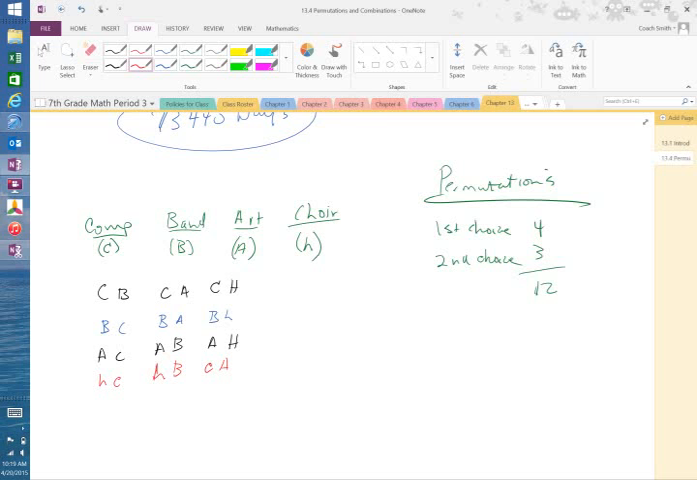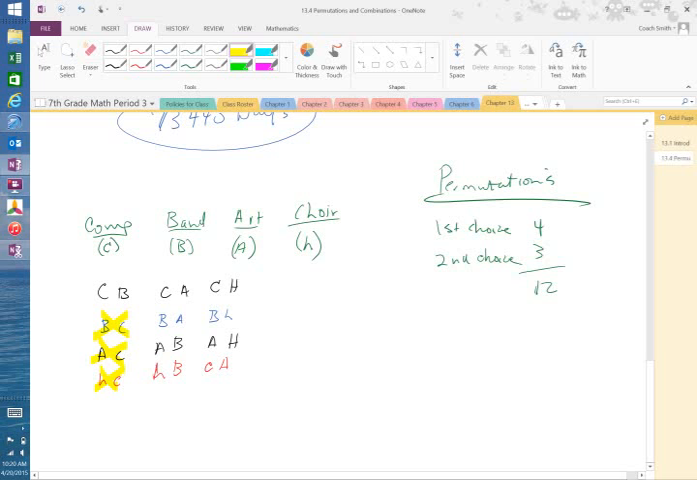Here's the problem. If I look at this, since order doesn't matter, well, here's computer band. Well, that's the same thing. So that's a repeat. So that's not a different way to take it, because it doesn't matter that I take computer and then band or band then computer. If we look at next, computer art, well, that's the same thing. Computer and choir, that's the same thing. Well, then we have band and art. Band and art are the same thing as art and band. Then we have band and choir. Same thing there.